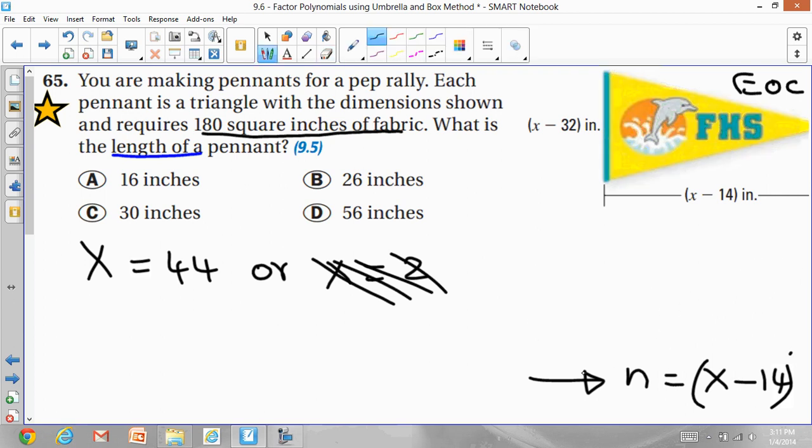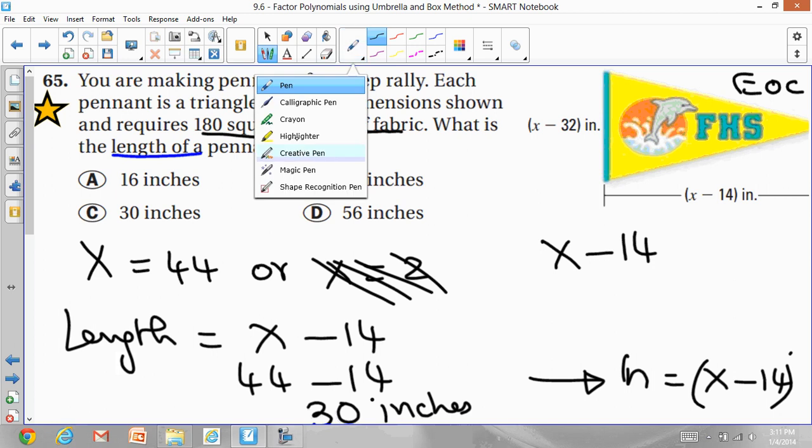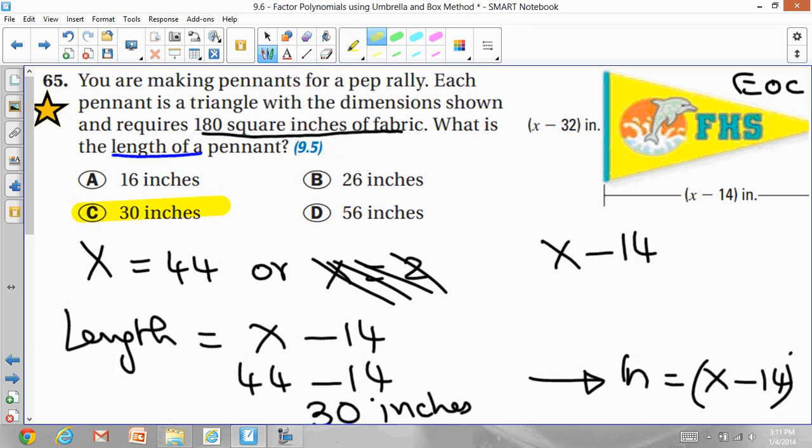So watch this. The length of the pennant is x minus 14. If you take x minus 14 and try to use 2 as your x, substitute 2, your answer is going to come up as negative 12. You cannot measure negative 12 in the length. So obviously your x has to be 44. So the length in this case is nothing but x minus 14. Substitute your x as 44. 44 minus 14 is going to give you 30 inches. And 30 inches in this case is C, which is the answer.